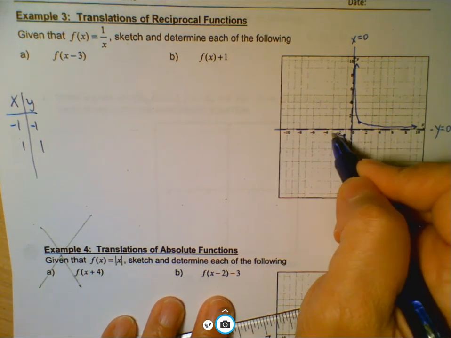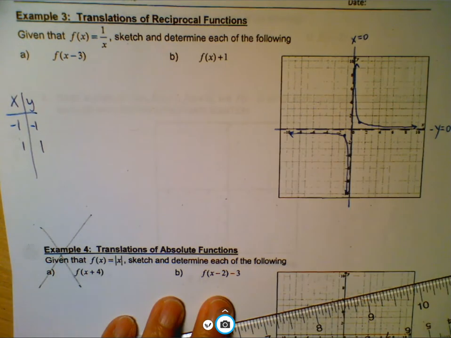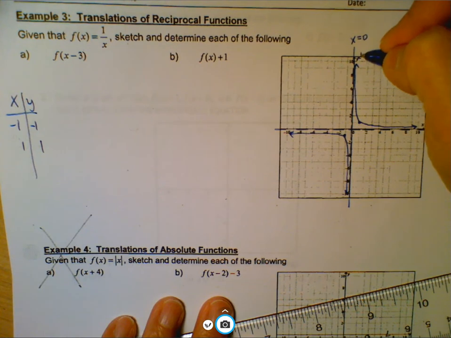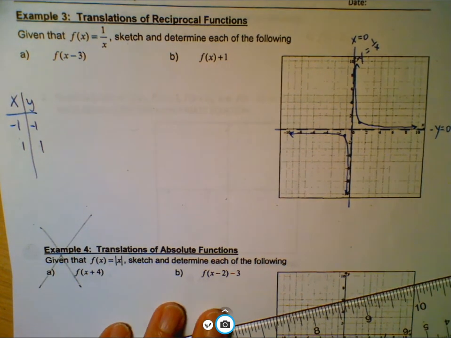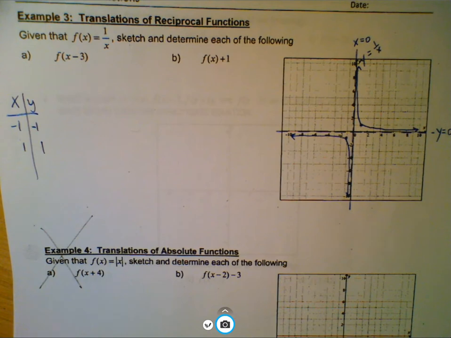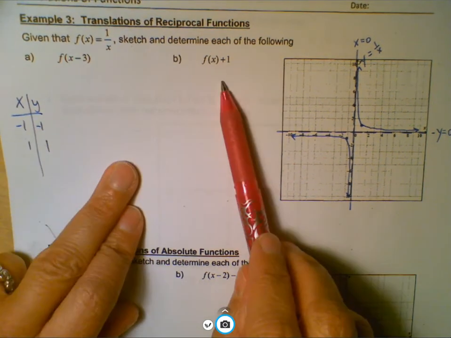Love those asymptotes. Just hug them, come close, get to the edge of the curve or the edge of the grid as close as you can. All right, and so this is the graph y = 1 over x. I'm going to now switch color. We'll do the vertical one first.